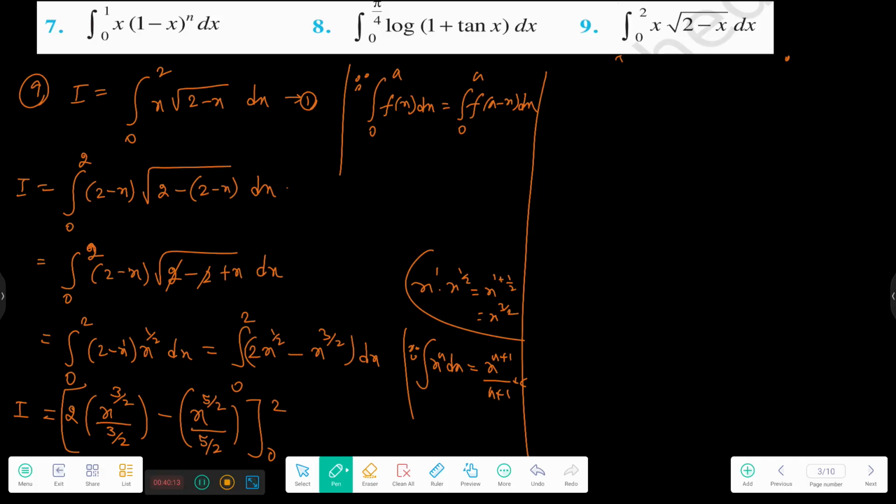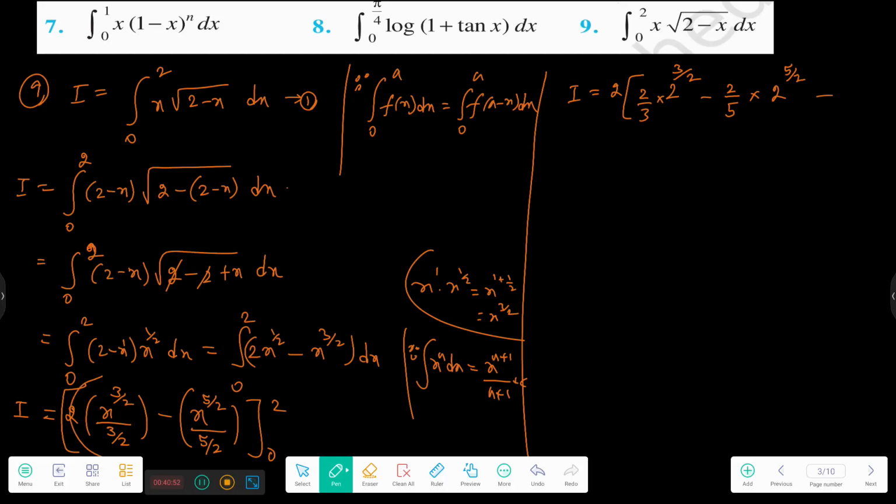Right. Now let's start. We'll apply the limits, upper limit and lower limit. First, I is equal to 2 into, when I apply 2, what am I getting? Already we have it, let it be 2 power 3 by 2. And this 3 by 2, when you bring it to the numerator, it will become 2 by 3, multiply, minus. And 5 by 2, when you bring it to the numerator, 2 by 5, multiply x power 5 by 2. x means 2, so 2 power 5 by 2, this is the upper limit.